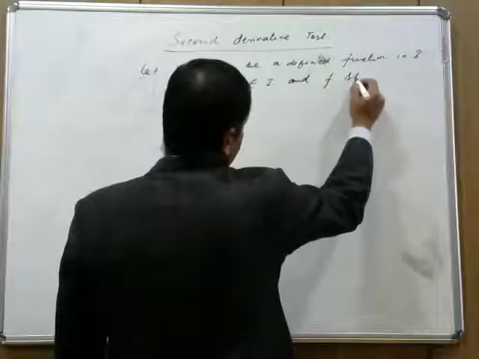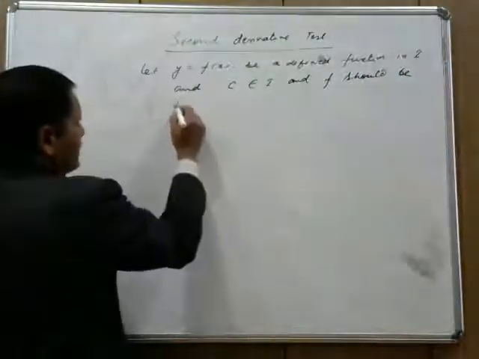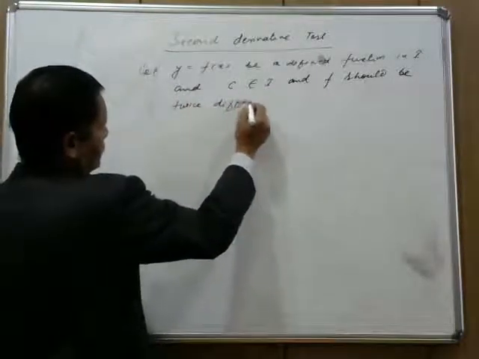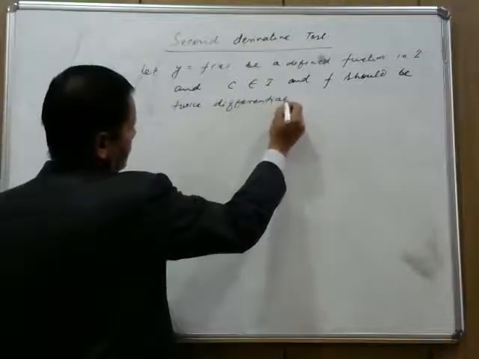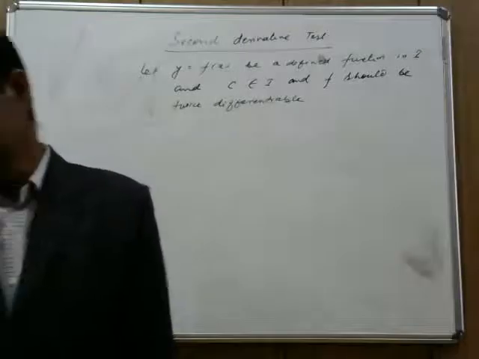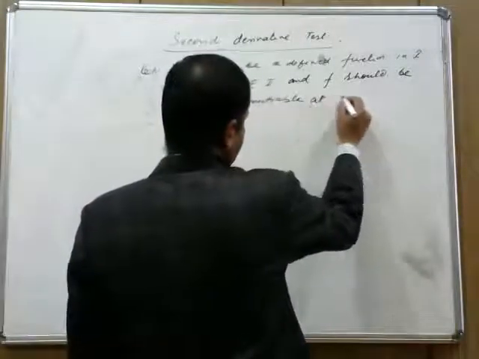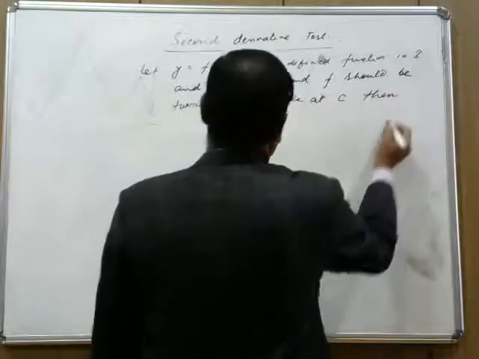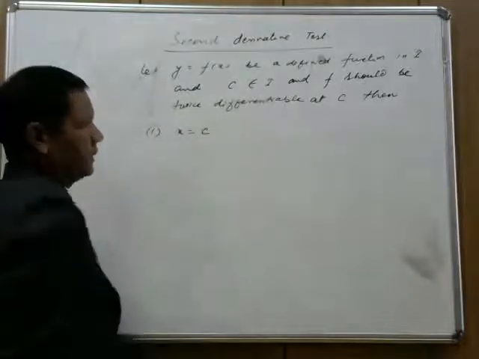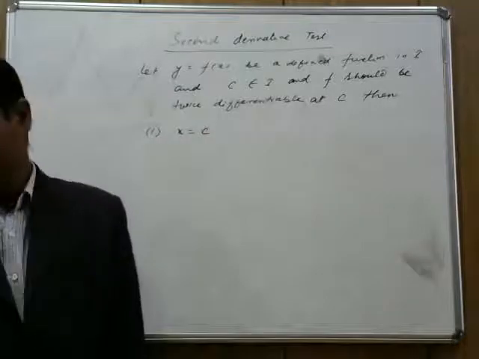And f should be twice differentiable. That means now we have to differentiate two times. f should be twice differentiable at c. Then number 1, x is equal to c.